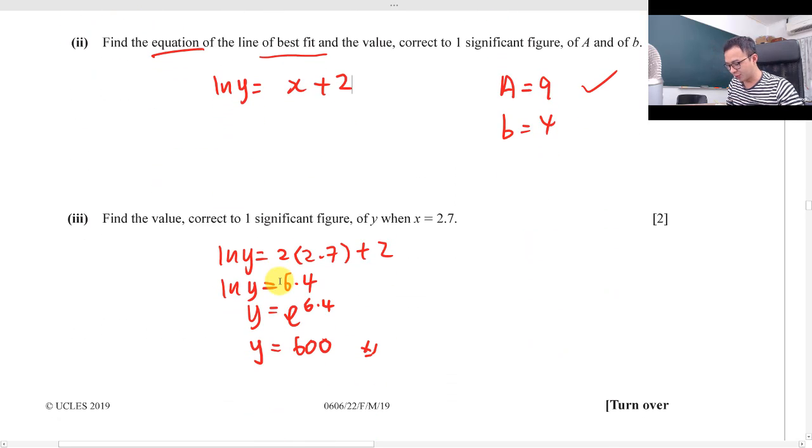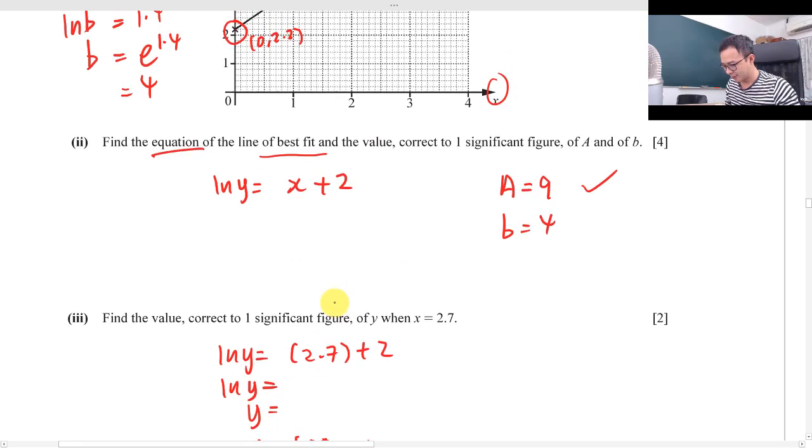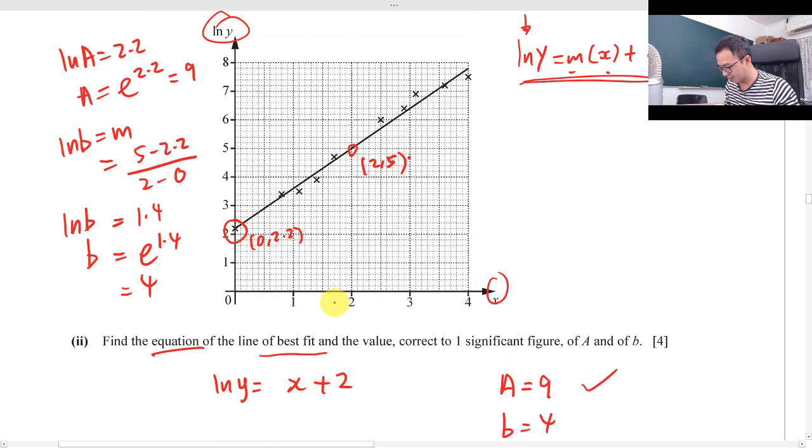Alright, so if this is 2.7, so this is 1, so I should have some different value here. So let me see. This is 5 minus 2.2 divided by 2, so it's 1.4. So the gradients, I think here should write 1.4 and 2.2.